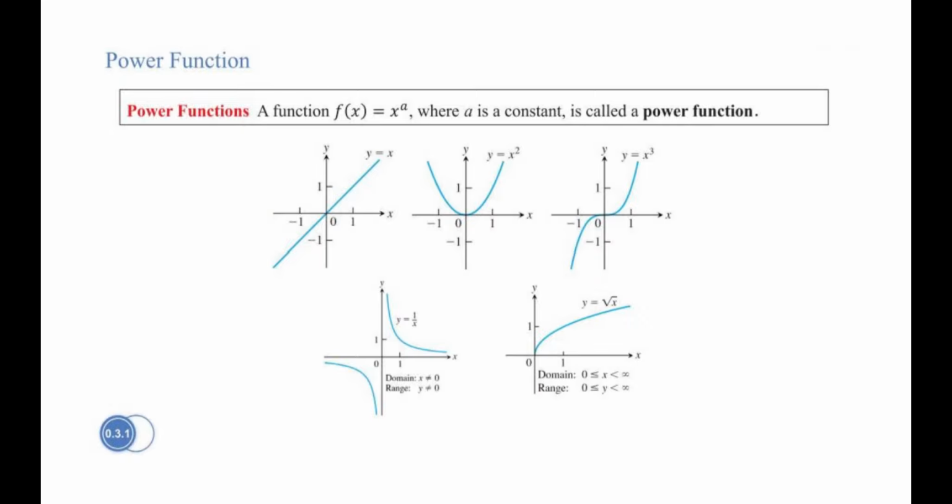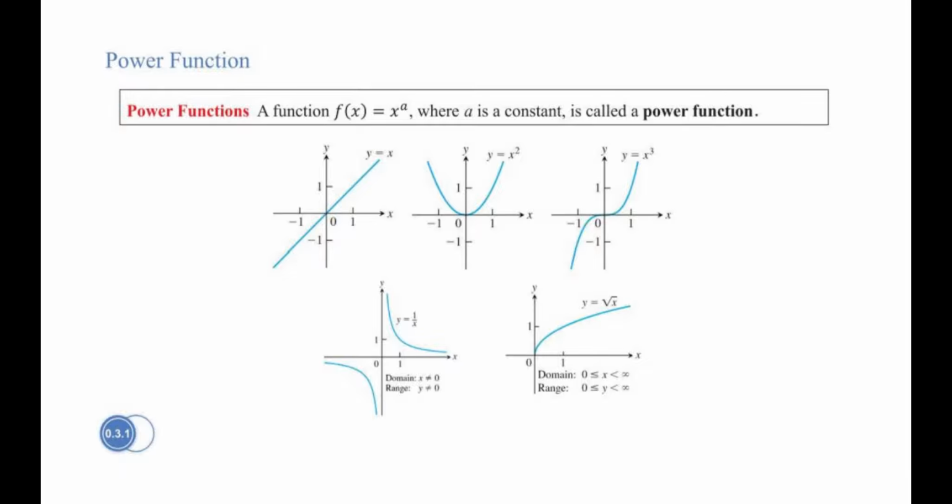Power functions can also have negative or fractional exponents. For example, y equal to 1 over x has a negative exponent, and its graph has two separate branches because x cannot equal 0. Another example is y equal to square root x, which is the same as x to the power of 1 over 2. This graph only starts at x equal to 0 because we cannot take the square root of a negative number in real numbers.